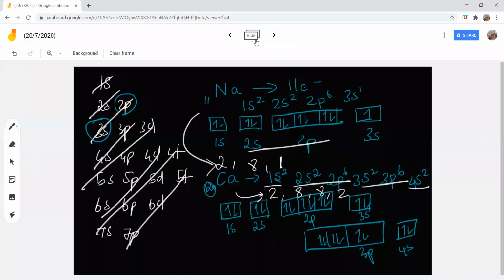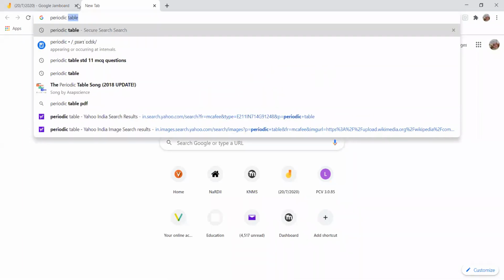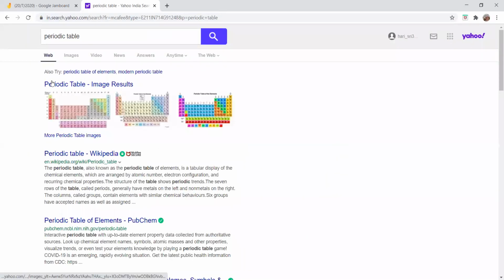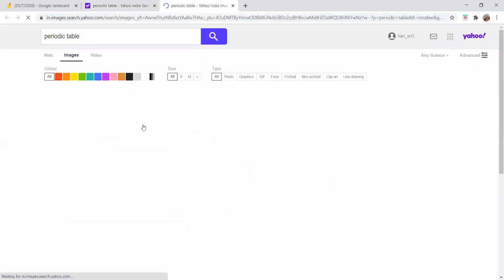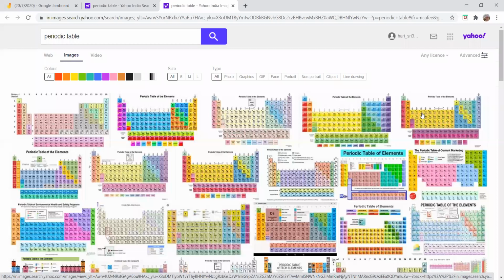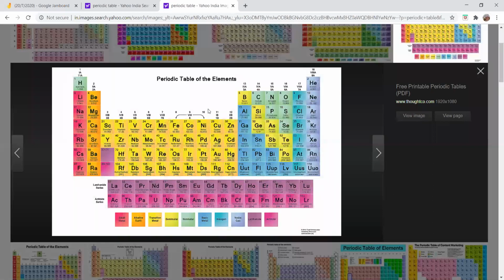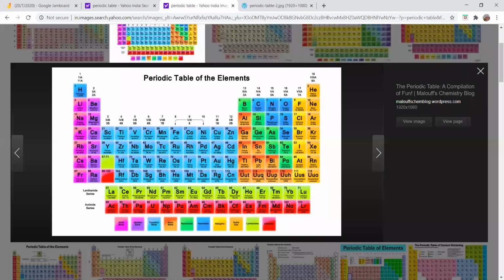Now, what I wanted you to do is write the electronic configuration for elements in the order that I'm telling you. Okay? So first, you're going to take your periodic table. One minute, I'll show you the periodic table. Okay, students, this is your periodic table.